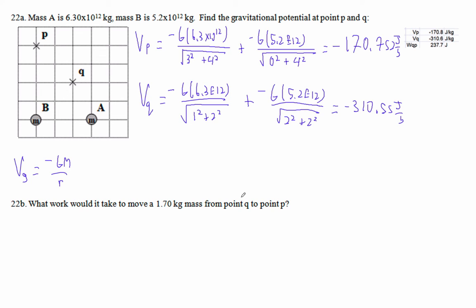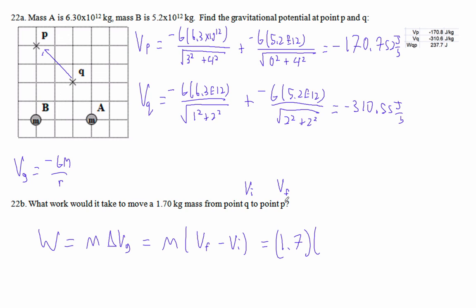So now we're going to go from Q to P, right? So that's going to be a positive amount of work, right? This is lower down, that's higher up, right? We're going from this to this. So this is our final potential, this is our initial potential. It's always final minus initial. So the work is equal to the mass times the change in gravitational potential, which is equal to the mass times the final potential minus the initial potential, which is equal to 1.7.